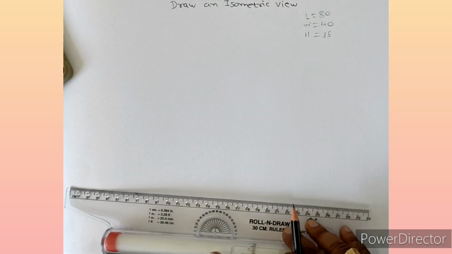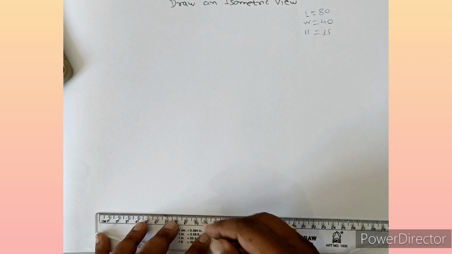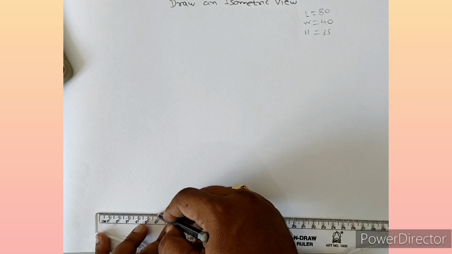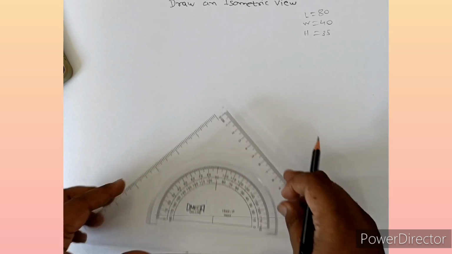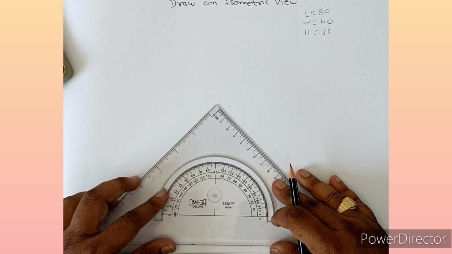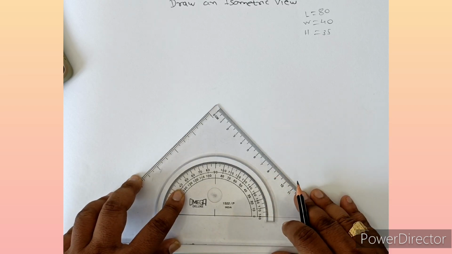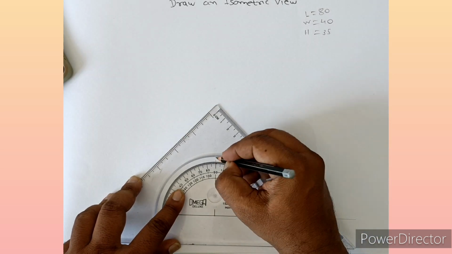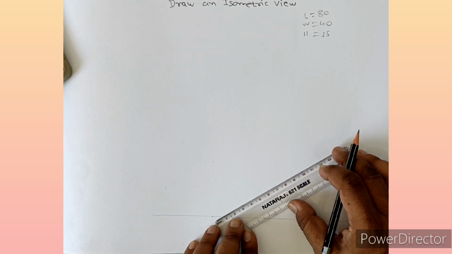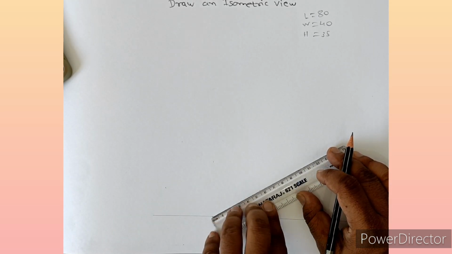Okay, so students, okay, this is the reference line. Now from this point, 30° both the side you have to take, and 90° you have to take. 30°, 90° and 30°. Okay students, now length is what? 80 mm. So students, 80 mm line you have to draw.